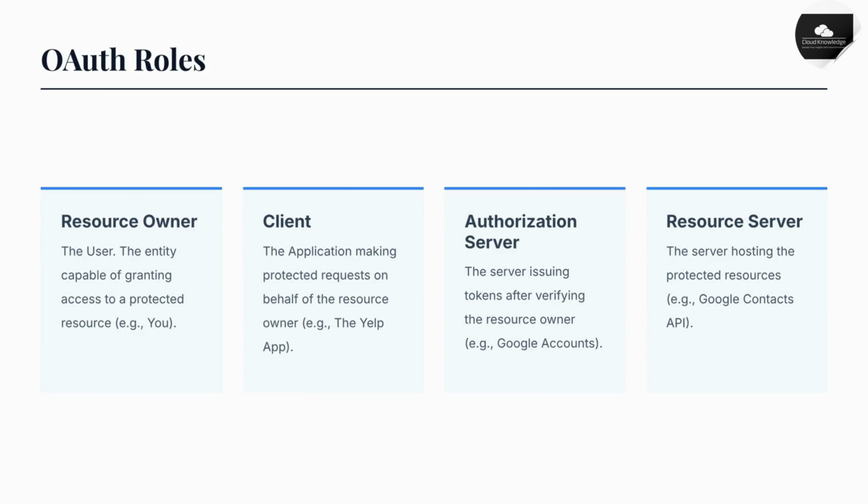OAuth defines 4 key roles. The resource owner is the user granting access. The client is the application requesting access. The authorization server issues the tokens. The resource server hosts the protected resources.